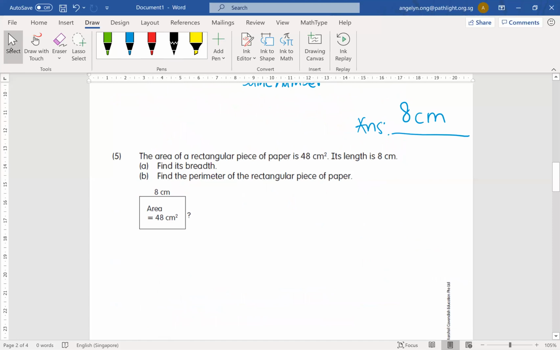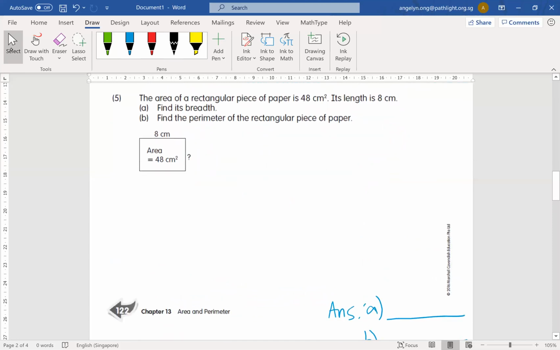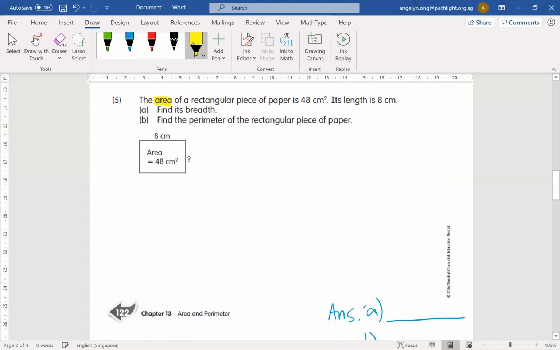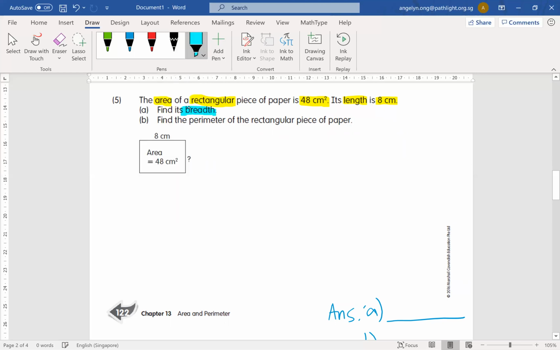Now, let's move on to question 5. It says that the area of this rectangular piece of paper is 48 square centimeters. So this is a rectangle. The length is 8 cm. Okay, we have two parts to this question. Firstly, we need to find breadth. Then we need to find the perimeter. Okay, so let's do part A first.